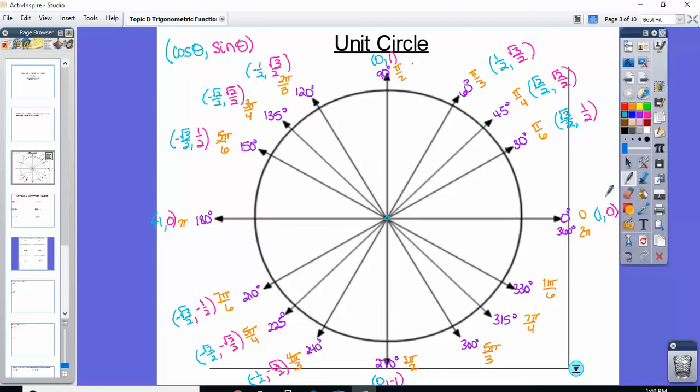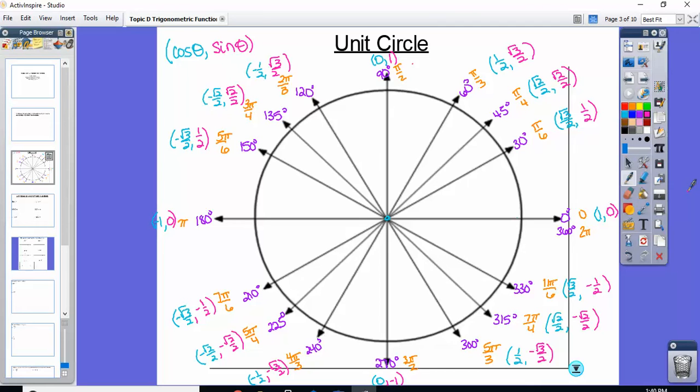Fourth quadrant, x is positive, but y is negative. And again, I apologize that I don't have that circle printed off for you to be using at home writing this down.